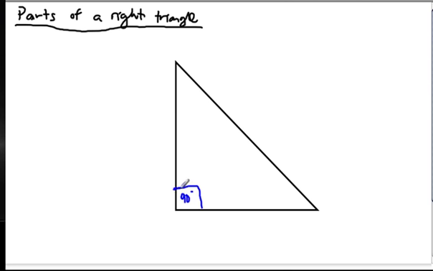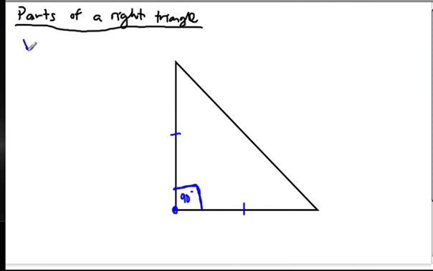So we use this symbol right here to represent a right angle, and usually they won't write 90 degrees inside of it. Now this is a leg right here, mark it with a line, and this is a leg right here. How do I know that? The two legs are the two sides that are adjacent to the 90-degree angle. In other words, I know this is a leg and this is a leg because the point where they meet, the vertex, is at the 90-degree angle.